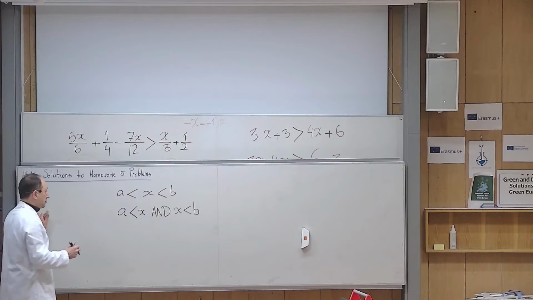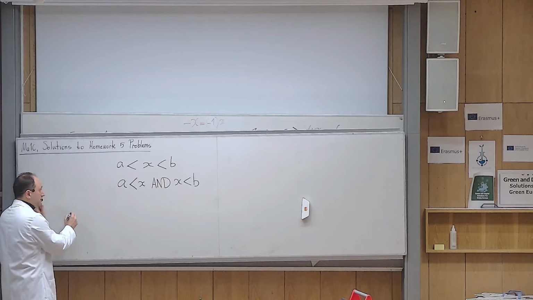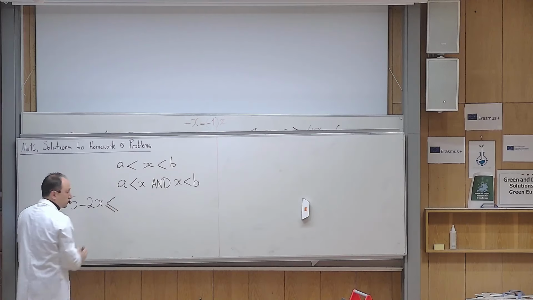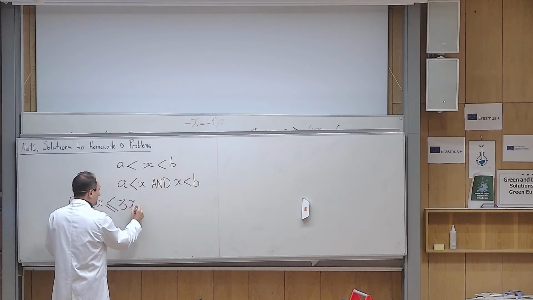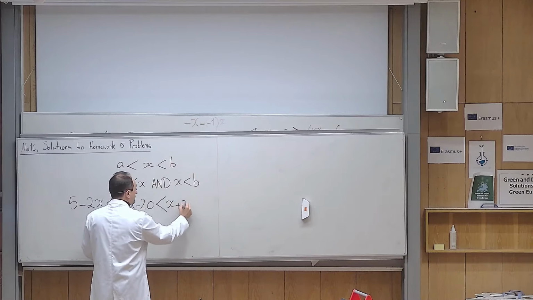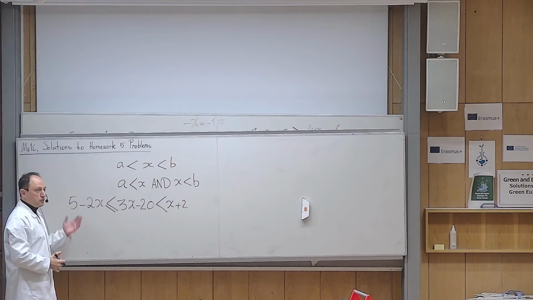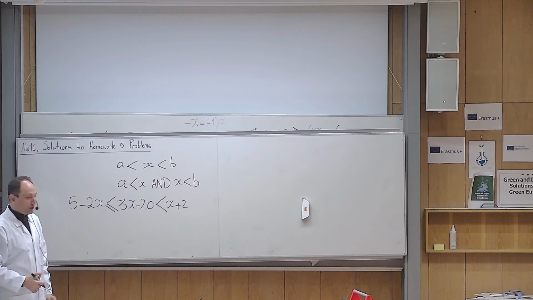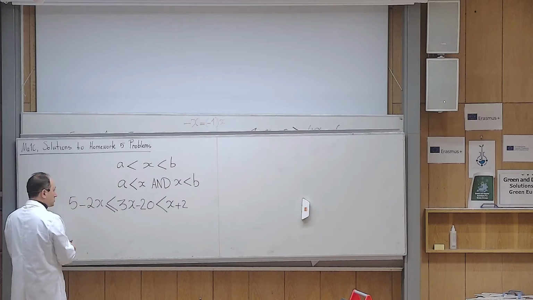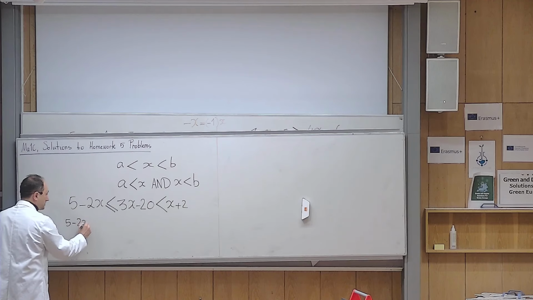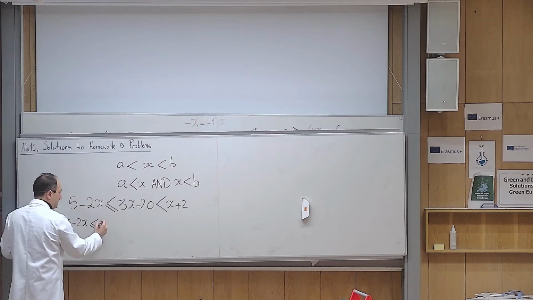Let me write this on the board. The inequality that we have is 5 minus 2x less than or equal to 3x minus 20, which itself should be less than x plus 2. So this is my goal. This is not one problem. This is two inequalities in one problem. So you have to do them separately. If you are not lazy, it means two inequalities. One of them is this one less than or equal to that.